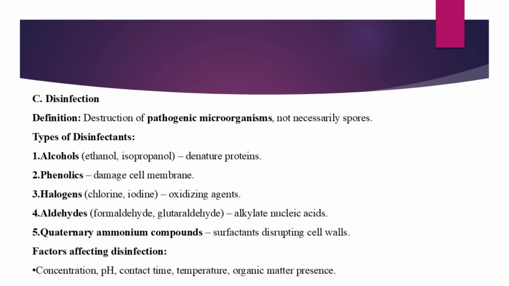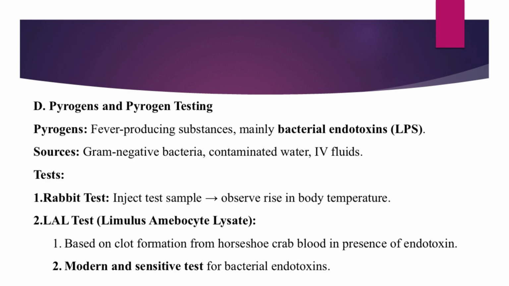Factors affecting disinfection: concentration, pH, contact time, temperature, and organic matter presence. D. Pyrogens and pyrogen testing. Pyrogens: fever-producing substances, mainly bacterial endotoxins, which are LPS. Sources: gram-negative bacteria, contaminated water, and intravenous fluids.